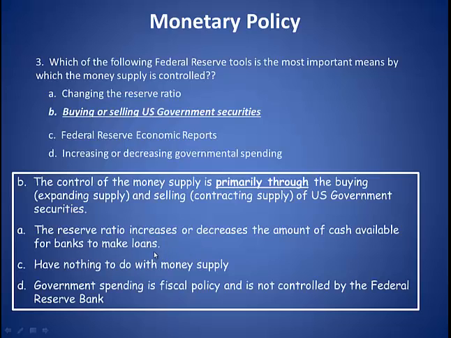But while this does have an impact on the money supply, it doesn't have the impact that the open market operations does. C, Federal Reserve economic reports. That really has nothing to do with the money supply. It's basically the Fed's outlook on different aspects of the economy, although it can have an effect on especially consumer and business outlook or actions on the economy. And then D, increase or decrease in governmental spending. Governmental spending is fiscal policy. It's not monetary policy. Therefore, it's not controlled by the Federal Reserve Bank.